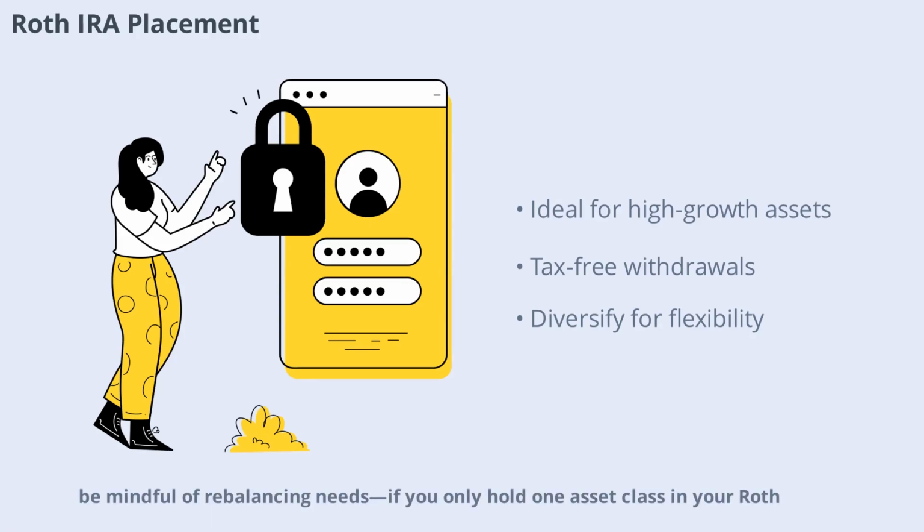However, be mindful of rebalancing needs. If you only hold one asset class in your Roth, it can make adjustments tricky. Diversify across accounts to keep your portfolio flexible and balanced.